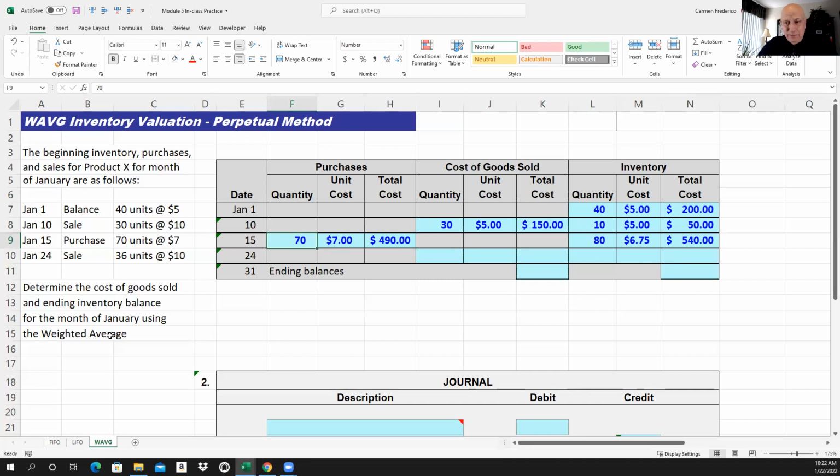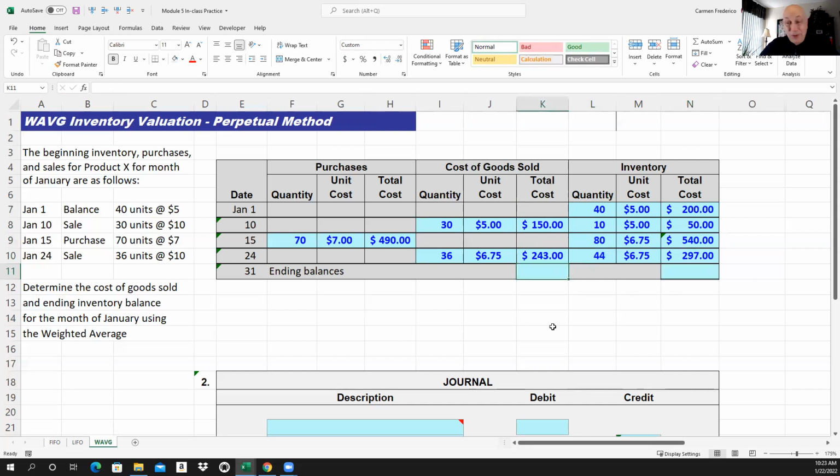So now, excuse me, when it comes time to record the sale, these 36 units are going to be costed out at $6.75. So 36 times 6.75 is our cost of goods sold of $243. What's left in inventory? We had 80 units and we just sold 36. We have 44 units at $6.75 per unit. And so our ending inventory is going to be $297.